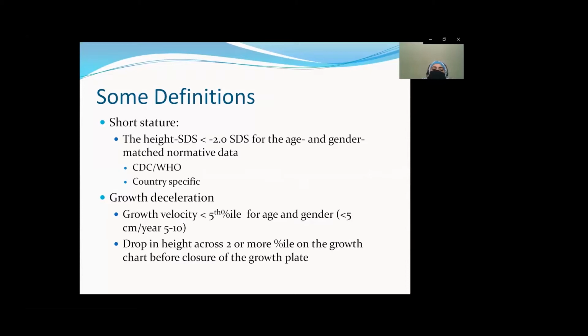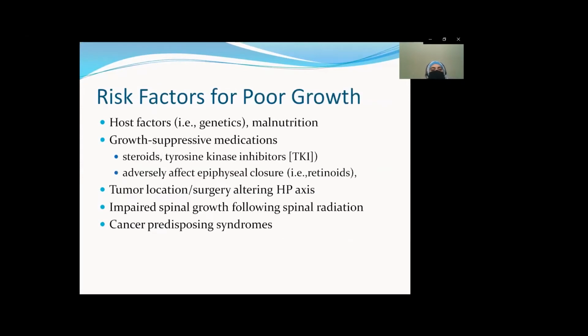Growth failure is a growth velocity which is less than the 5th percentile for age and gender. For example, we expect a prepubertal child after the age of 5 to grow at least 5 centimeters per year. And if they are not doing that, then they would be considered in growth failure. Similarly, in a child who has not completed their growth, if they start dropping on the height percentiles and drop more than 2 of those, then they are also considered in growth failure.